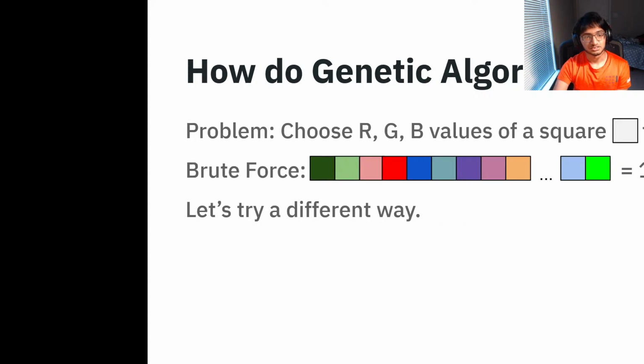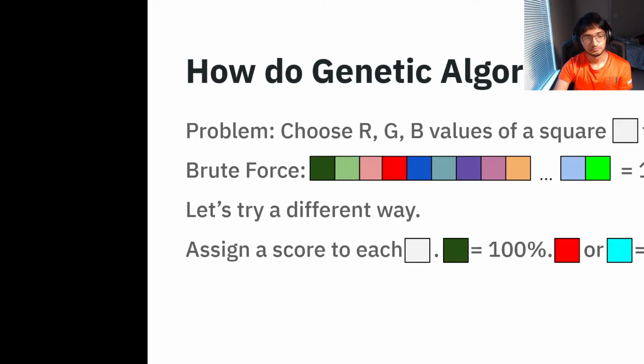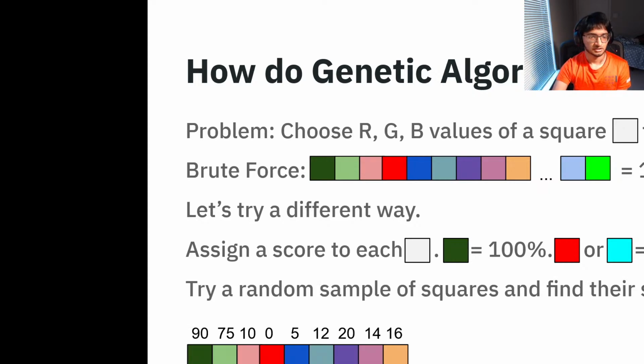So what we do instead is we assign a score to each one. Let's assign the green, the one that we want, a score of 100%. The red and the blue ones, the ones that we don't want whatsoever, let's classify them as 0%. These are the don't-want scores. And then let's get a random sample of the squares and find their scores. So I created a random sample and I assigned these scores to them. These are not accurate scores actually, these are just what I mentally thought the scores should be.